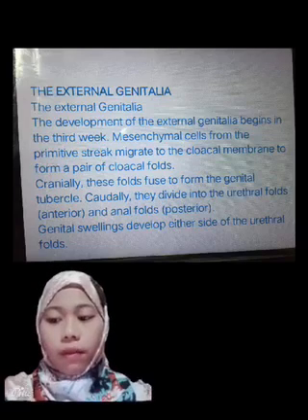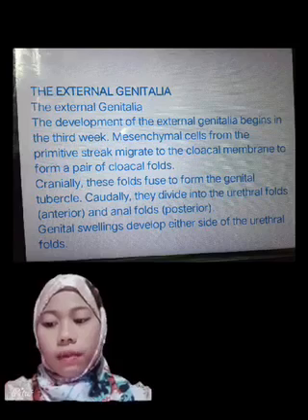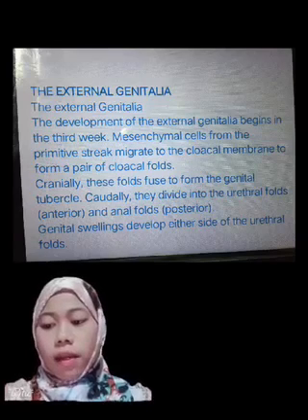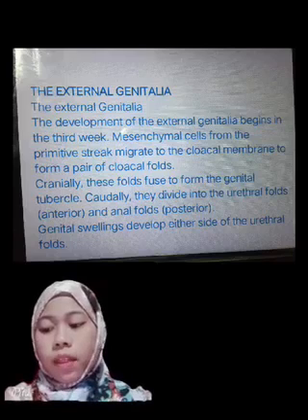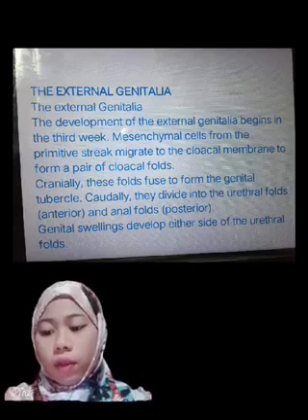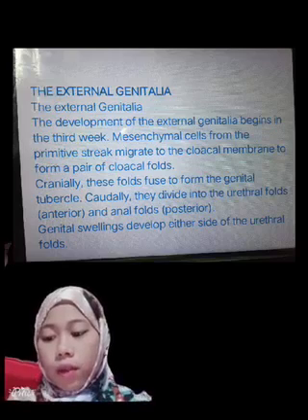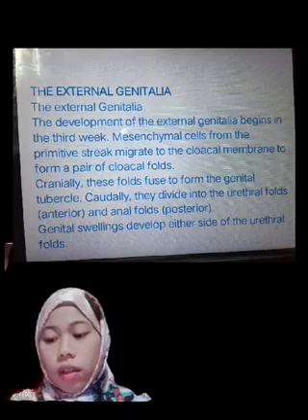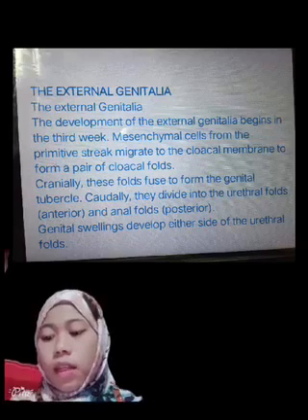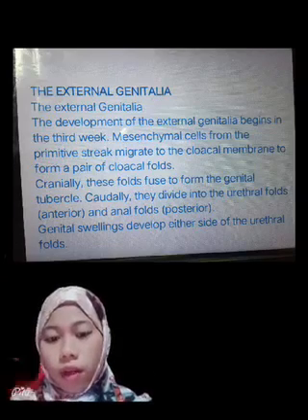The development of external genitalia begins in the 3rd week. Mesenchymal cells from the primitive streak migrate to the cloacal membrane to form a pair of cloacal folds. Cranially, these folds fuse to form the genital tubercle. Caudally, they divide into the urethral folds, anterior, and anal folds, posterior. Genital swellings develop on either side of the urethral folds.